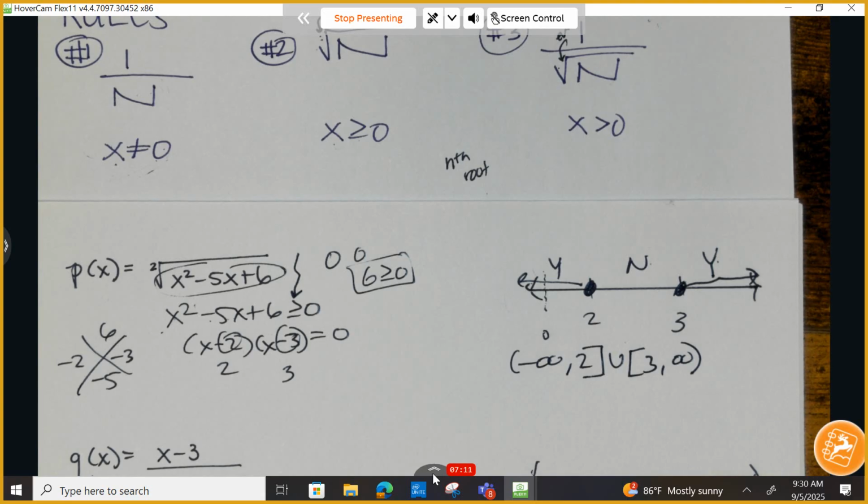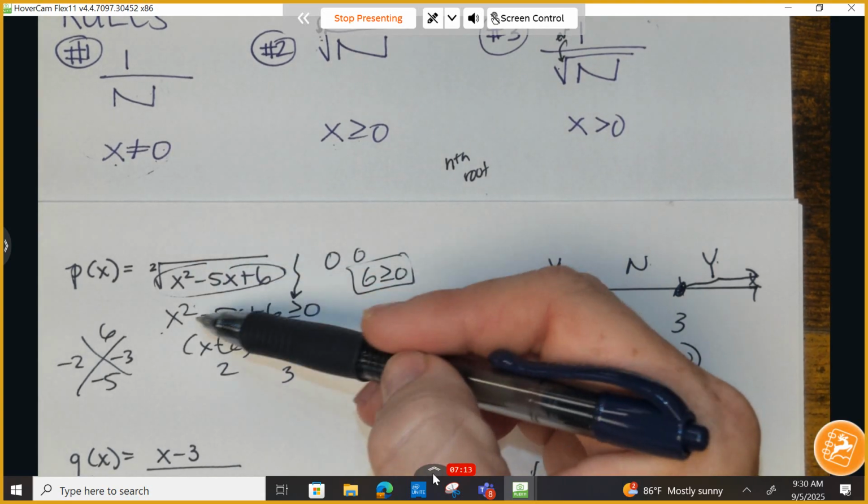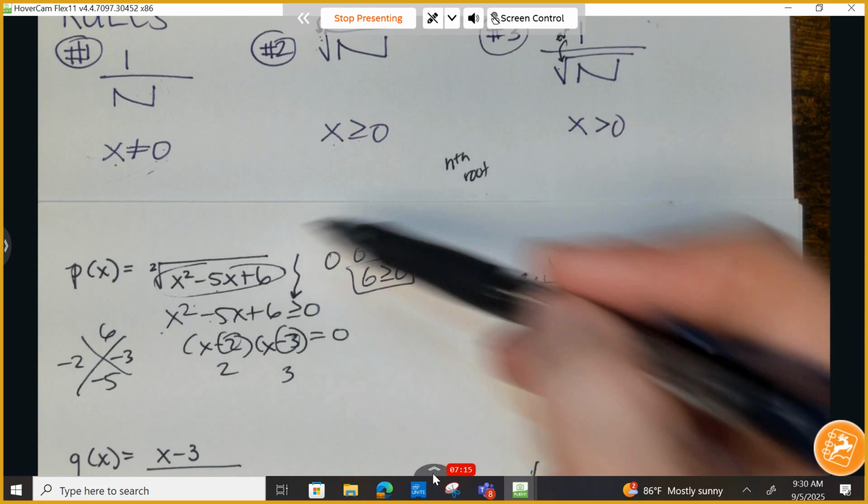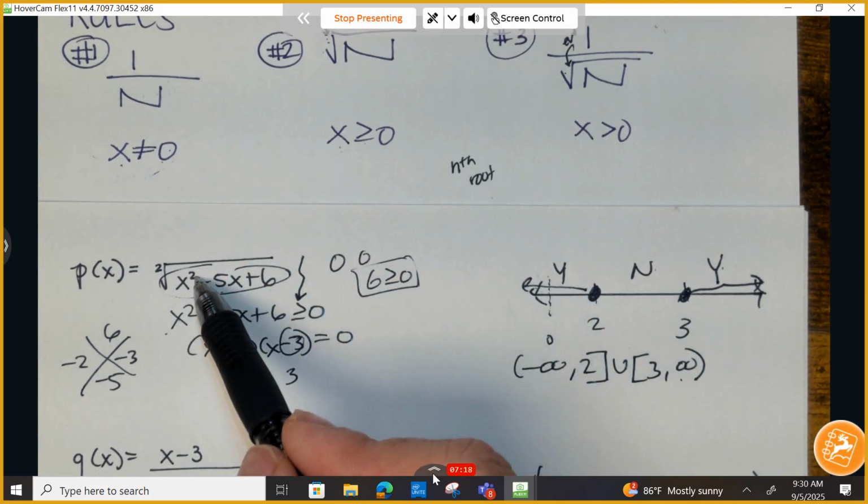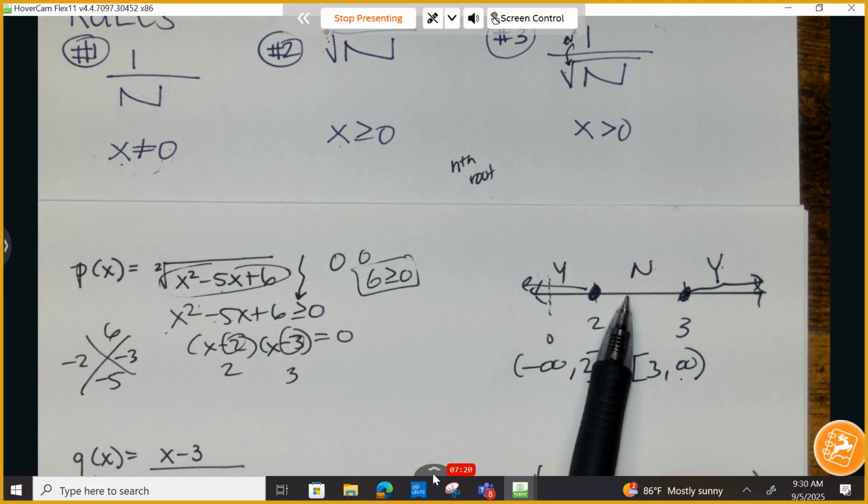What does this even mean? It means I could plug in 5 to this equation and there'd be an output. I could plug in 10. I could plug in 0. I could plug in negative 10. I could not plug in 2.5 or 2.8 or 2.9.